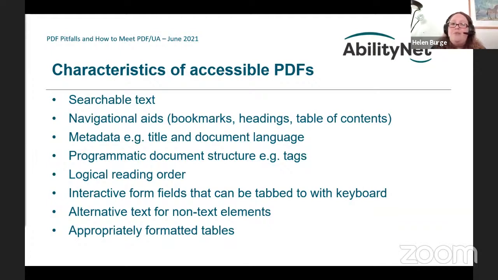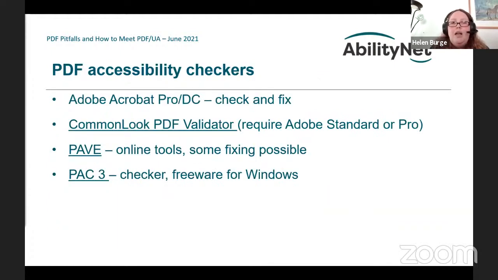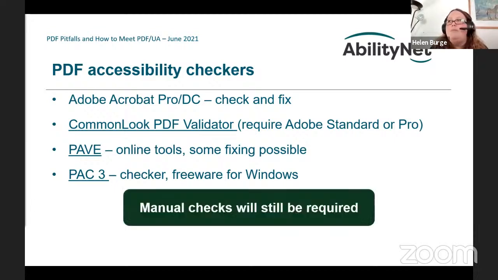Adding alternative text for non-text elements is always important in any format, as are appropriately formatted tables. Some of these are very similar to HTML checks. It's just slightly different fixes when it comes to the PDF. And there are some accessibility checkers. We're going to be looking at the first and the last, but there's also the Common Look PDF Validator, but you do need Adobe to use it. And there's PAVE. They're online tools. I haven't used them myself, but these are tools that I know are available.